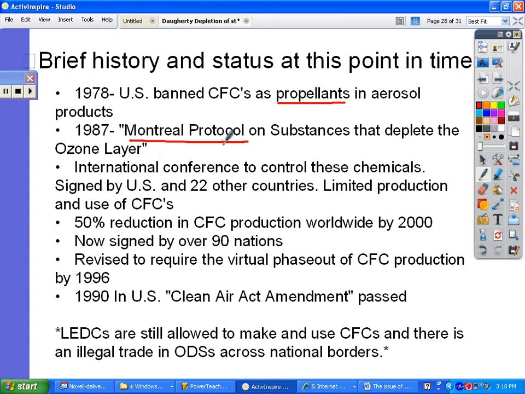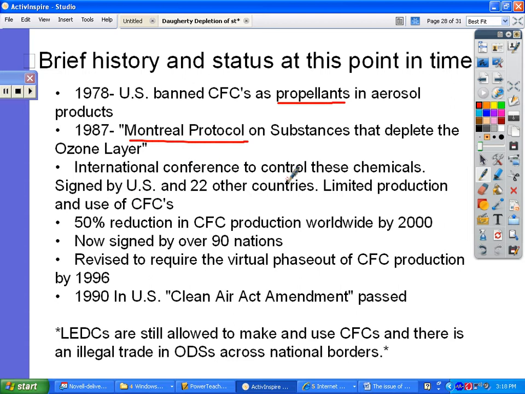Major law that was enacted. It was an international law. It's considered to be extremely successful. It's considered to be one of the most successful international environmental agreements to date because a lot of people cooperated. So here we have some information about that.